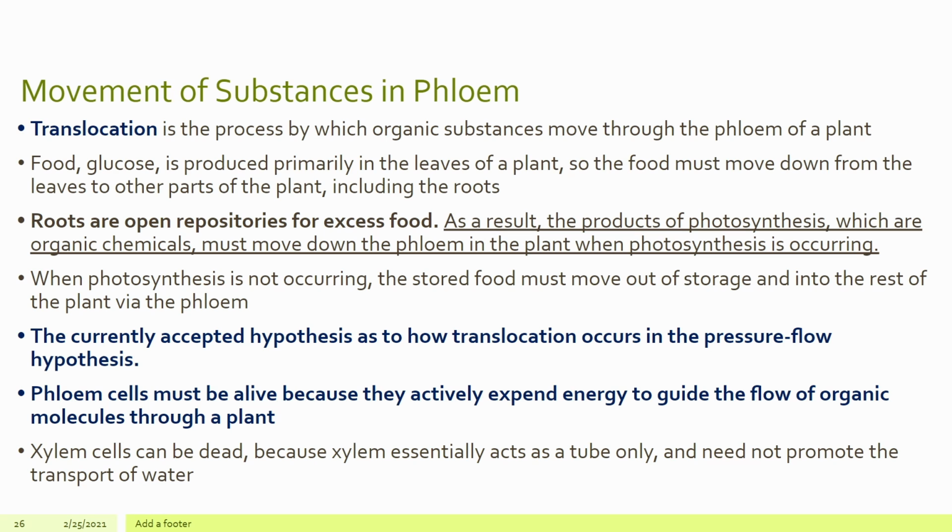Phloem cells must be alive because they actively expend energy to guide the flow of organic molecules through a plant. And the xylem cells can be dead because xylem essentially acts just like a tube only, and they don't need to promote the transport of water.